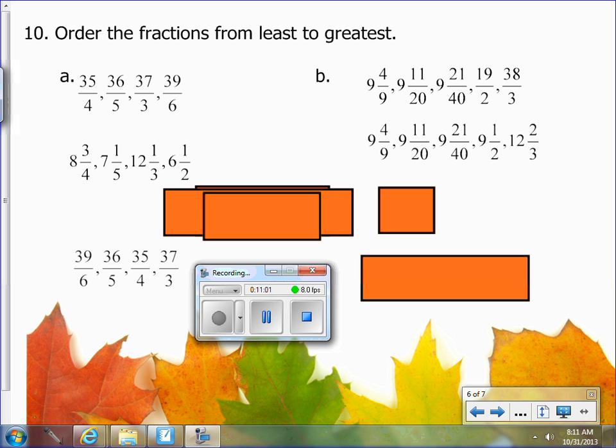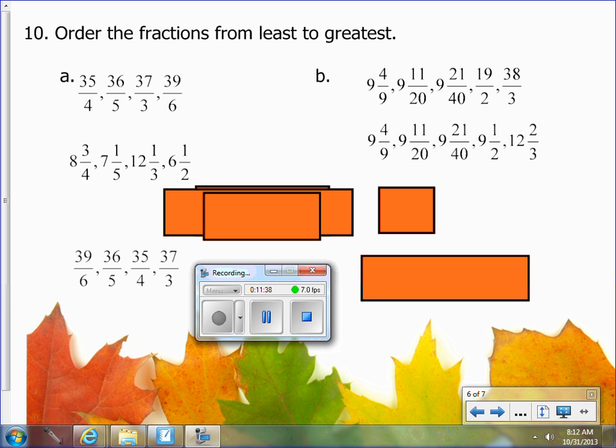Now, we're going from least to greatest. So you already know which one your greatest one is. 12 and 2/3 is going to be your greatest, so you can go ahead and put that down as your greatest. And so now we're going to be comparing 9 and 4/9, 9 and 11/20, 9 and 21/40, and 9 and 1/2. So some of these you can look at to determine which is the smallest. Some of them are half, some of them are a little less than half, and some of them I'm not sure which is the greater of the two.